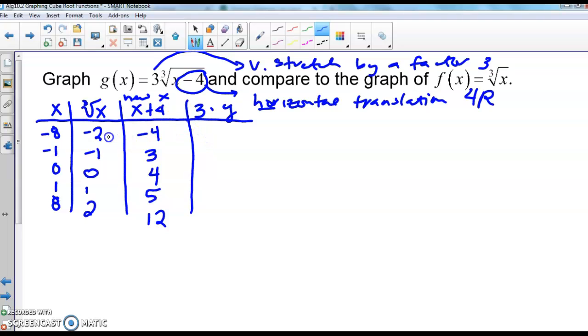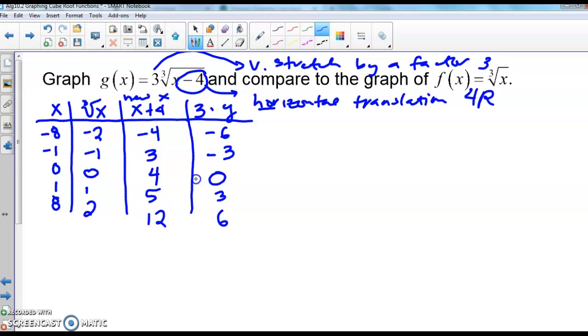So 3 times -2 is -6. 3 times -1 is -3. 3 times 0 is 0. 3 times 1 is 3. And 3 times 2 is 6.